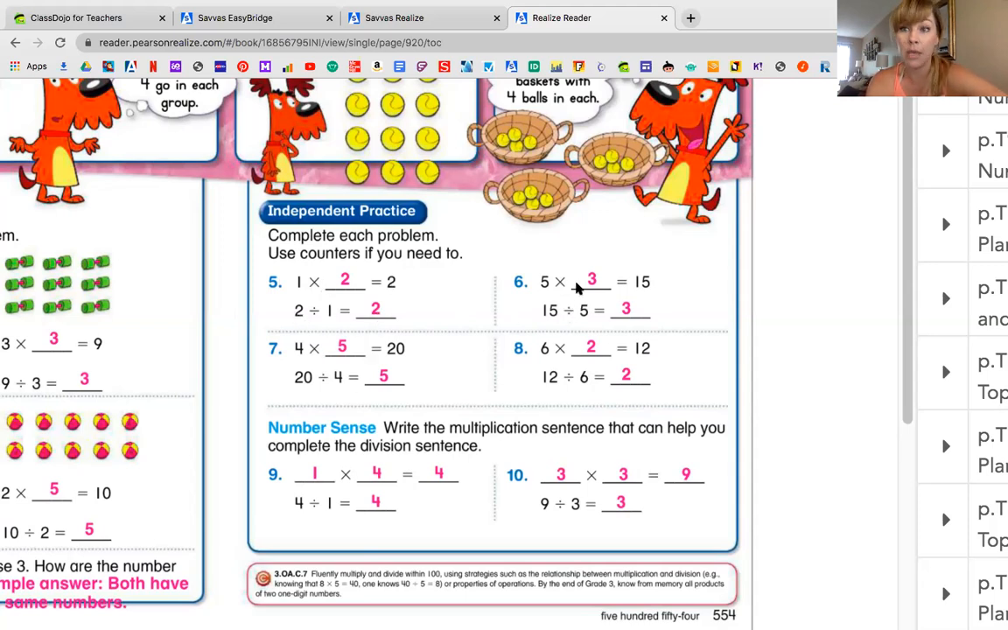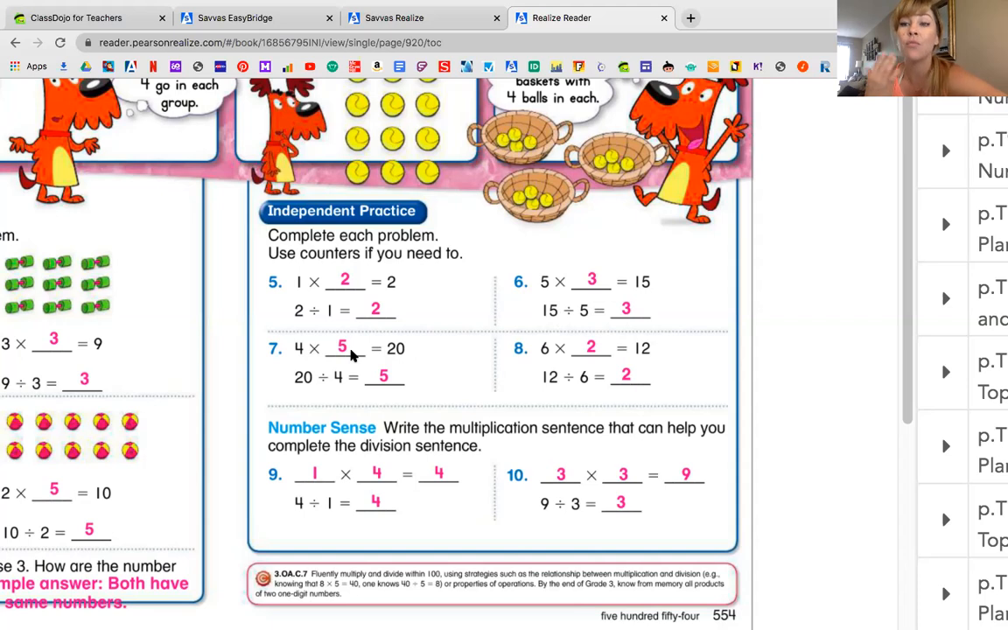Number 6, you can make your own array. 5 times 3. Remember, 5 rows of 3. So 5 rows, and each row needs 3, gives me a total of 15. 5 times 3 is 15, and then reverse it. 15 divided by 5 is 3. Remember, you can make your own arrays.